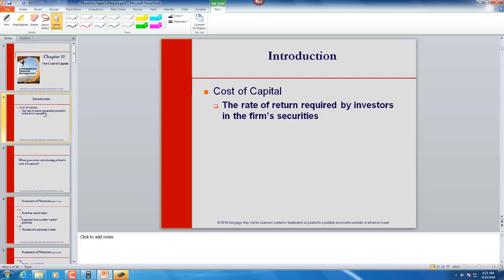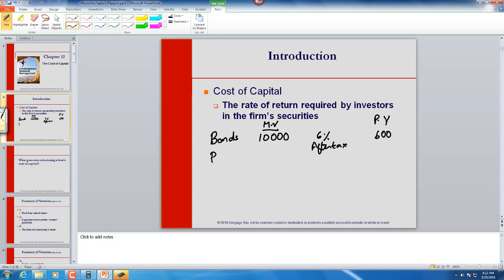Now it sounds like a very simple definition. Is it really all that simple? Actually, it is. Let us say a firm has issued bonds of, say, $10,000. And after tax, and bonds are the only thing taken after tax, it costs the firm 6% after tax. So that means $600 per year. Now these are market values.